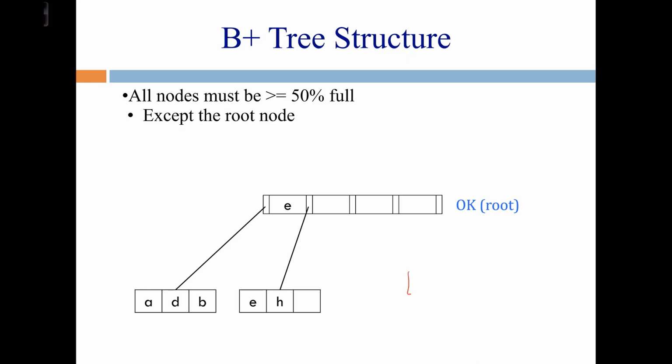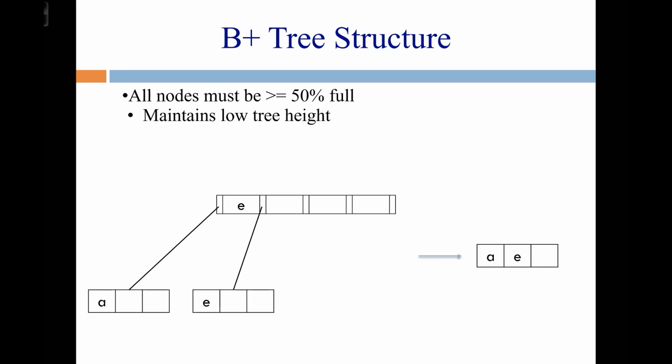And imagine if we only had one node, so the only node that exists is the root node. If we add the very first item, obviously it has to be less than 50% full in order to be able to hold just one item. So why do we have this rule? Well, let's take a look at an example here.